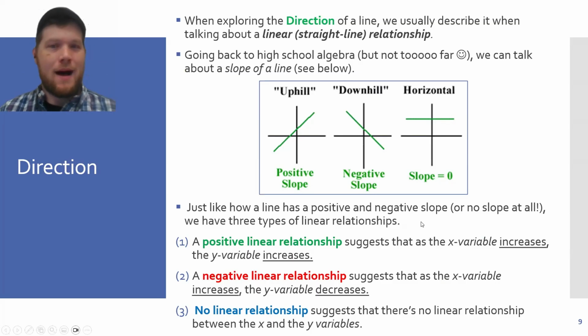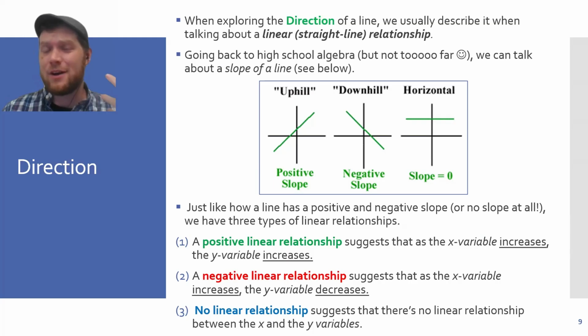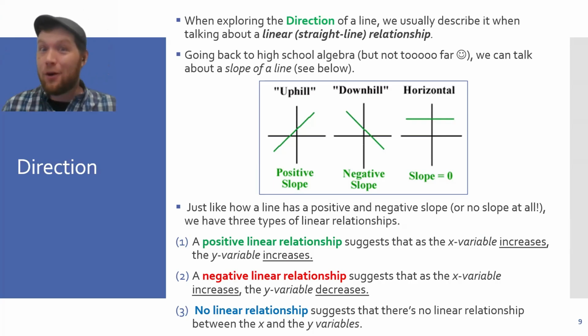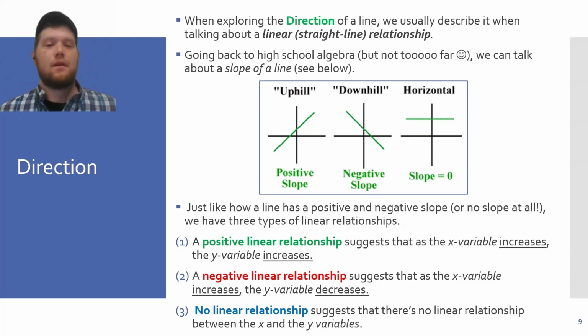Just how a line will have a positive and negative slope or no slope at all, we could have three types of what we call linear relationships. We can have a positive linear relationship. A positive linear relationship is basically as the x variable goes up, so does the y. Height and weight probably are one of those things. The taller someone is, the more likely they would weigh more.